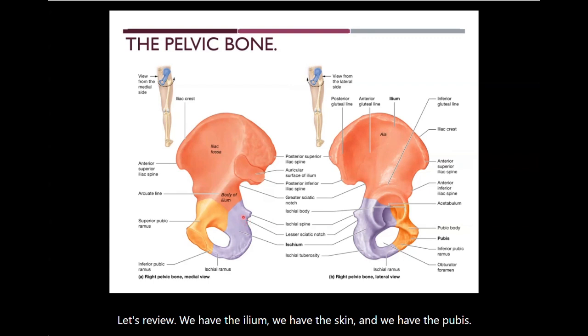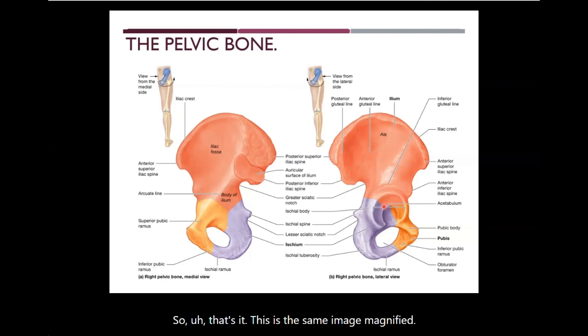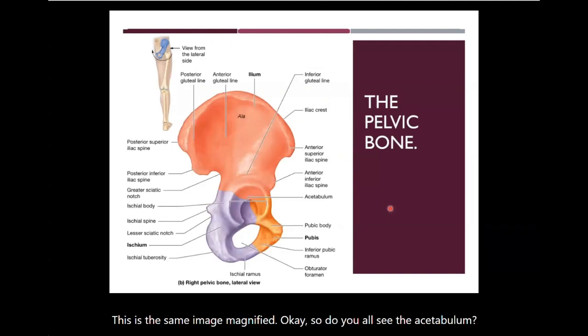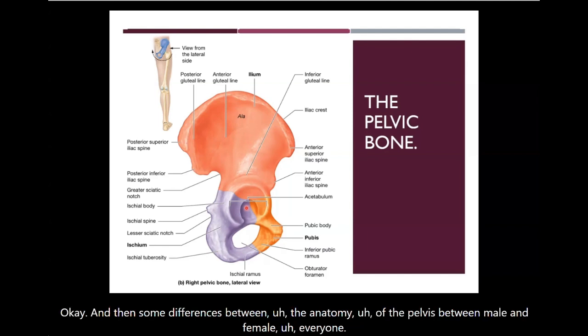We have the ilium, we have the ischium, and we have the pubis, correct? On one side, on the right pelvic bone. And then also, if we look at it laterally, do you all see the acetabulum, right? This is where we're going to have a ball and socket joint where the femur is going to get attached to the pelvis. So that's it. This is the same image magnified, okay? So do you all see the acetabulum, right? Where the femur's head is going to sit and make that ball and socket joint, okay?